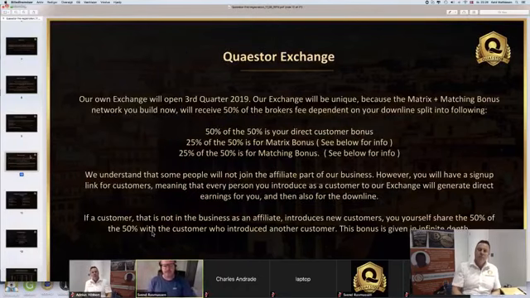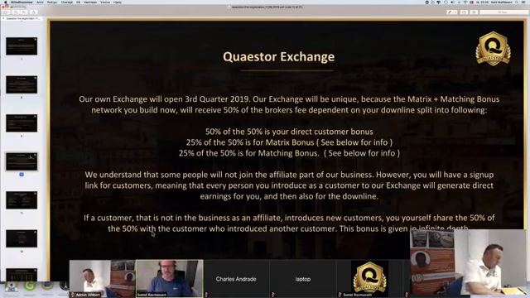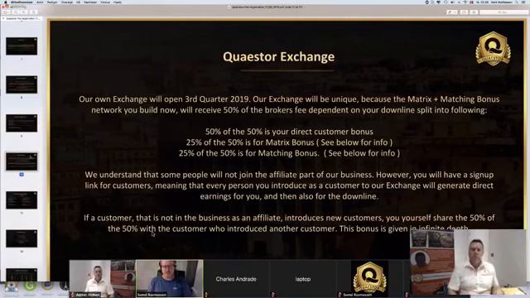Next year, the third quarter, we will launch our own exchange. This is a public exchange like all the others, Binance, Poloniex, Bittrex, but with one big difference. Quaestor Exchange will pay back 50% of the profit. That means I expect there will be 100,000 members in the Quaestor network at that time. Everyone will have a link they can send out to customers all over the world that are buying and selling cryptocurrency. And if they want to join our exchange, they can do that.